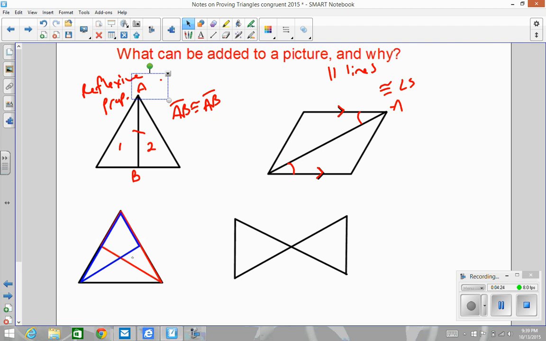Now in this case here, if we looked at the reflexive side, this would be AB is congruent to BA because the triangles are flip-flopped on top of each other. So this angle here is at the top, this angle here is on the other side. So the letters will be different for this reflexive property.